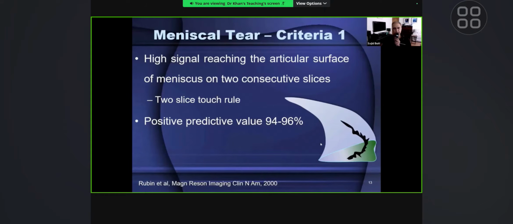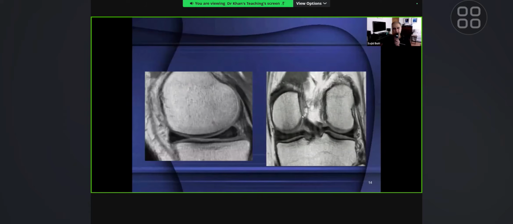So normal meniscus is of low signal intensity. Once you've got a tear, it's of a bright signal intensity, and we've said that it has to reach an articular surface, and that would make it a tear. You can have bright signal intensity which does not touch the articular surface, either lower or upper. It is just contained within the meniscus.